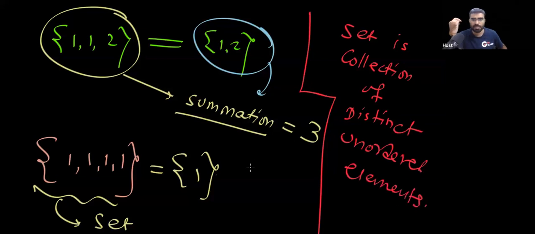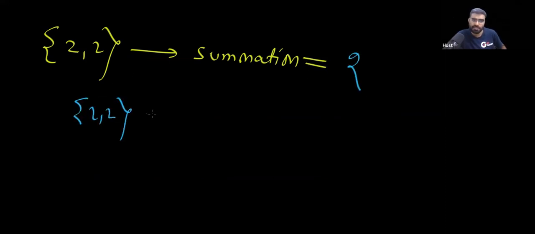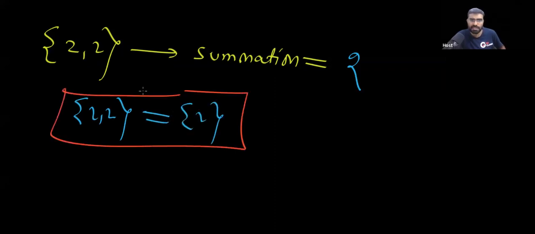Is this clear? A set is a collection of distinct, unordered elements. For example, {1, 2} is the same as {2, 1}. For example, tell me a simple question I'm asking: what is the summation here? That is 2 only, because this set is exactly the same as this set. They are exactly the same.